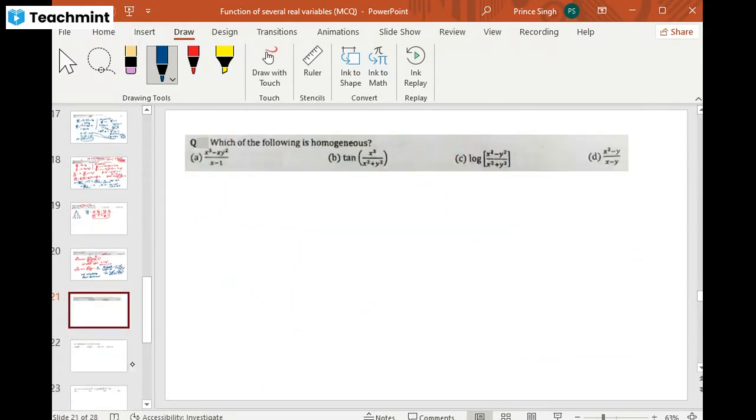Okay, now let us come to the next question. Which of the following functions is homogeneous? Homogeneous, I already told you, if it is possible to express f of lambda x, lambda y equal to lambda raised to power n times f of x y, means lambda can be taken outside throughout. Here power of x is 3. Basically your function is x cube minus x y square upon x minus 1. Here 3, 3. But here, because of the presence of 1, it is not homogeneous.